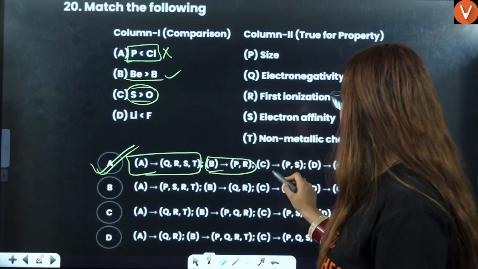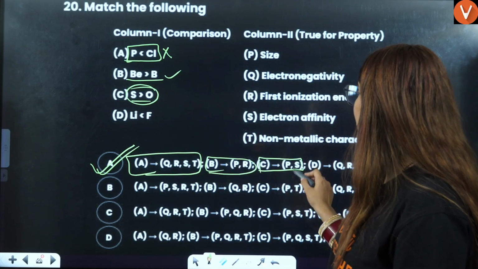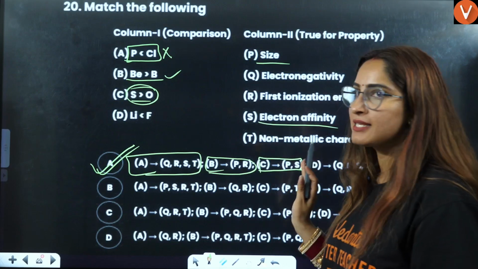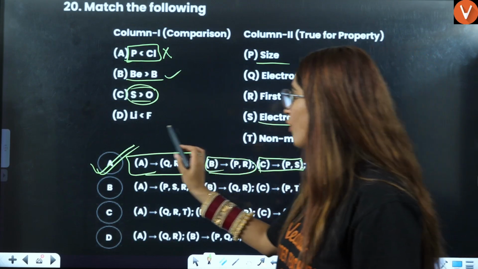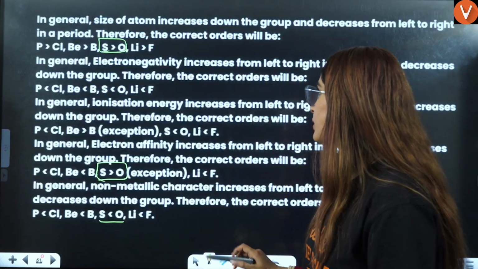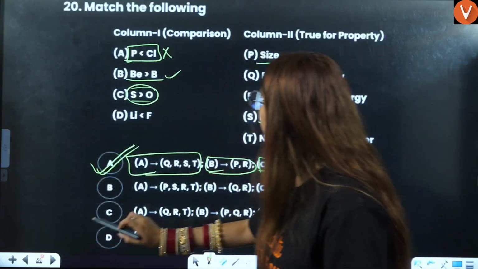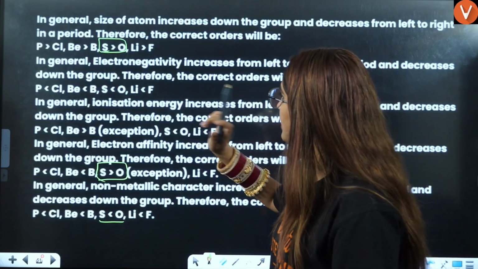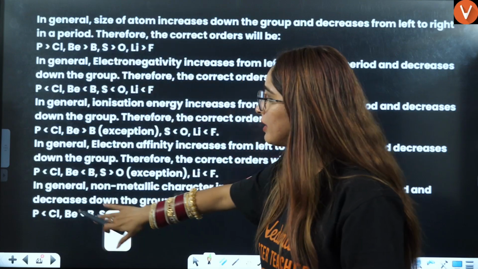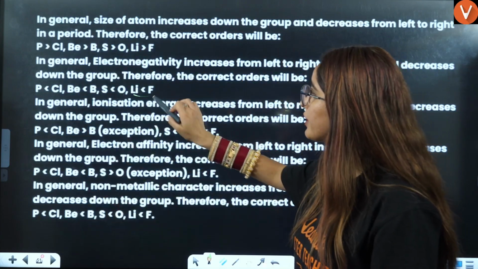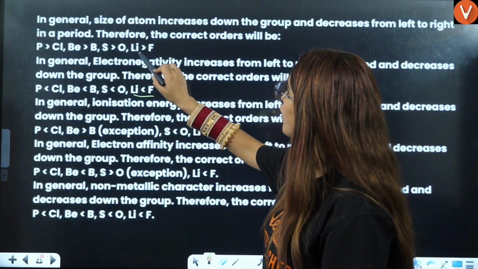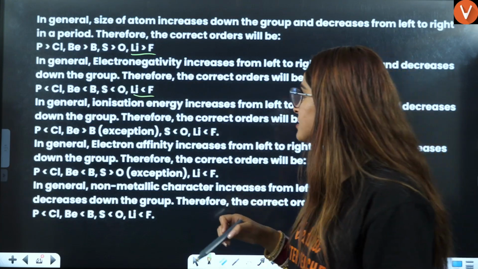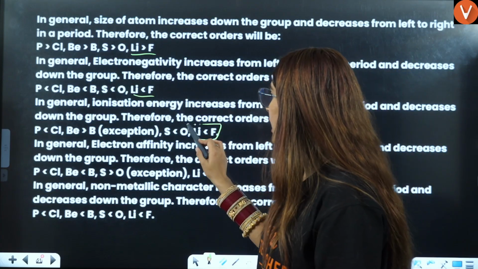Now, next, that is why only C, P and S are right. P and S means size and electron affinity are right. For lithium and fluorine, you can see that here they are saying that lithium should be less than fluorine. So in this case, if you talk about lithium and fluorine, definitely the electronegativity of fluorine is greater. But if you talk about size, the size of lithium is greater. Fluorine is the smallest, right? From there only you can get an idea.